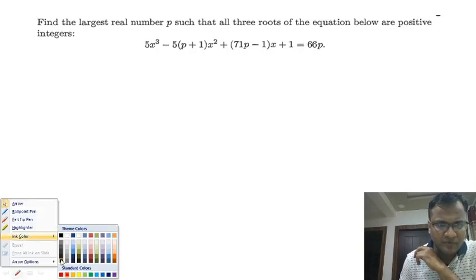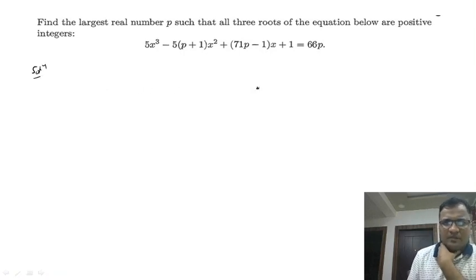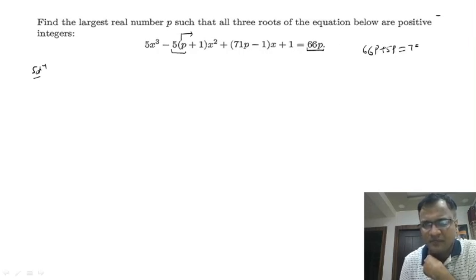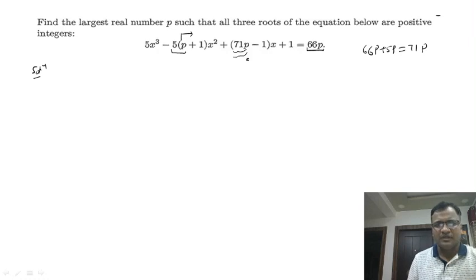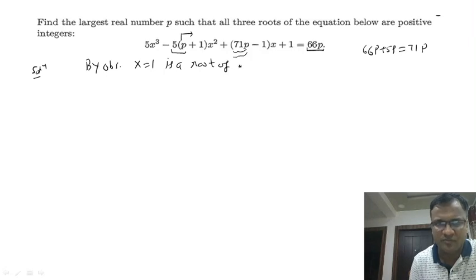So what can I do? This is a very nice problem. My first observation is, if you look at the terms containing p, this one is 66p, this one is minus 5p, and if we transpose this term to the right hand side, then 66p plus 5p becomes 71p, and here it is 71p with positive sign. So by observation we can say that x equals 1 is a root of the cubic equation.